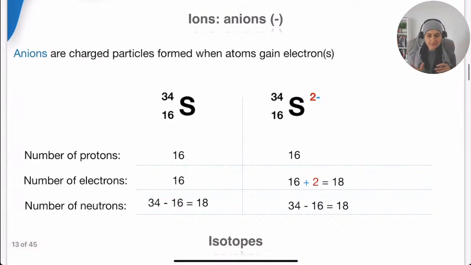Anions are negatively charged. So when atoms gain electrons, they become negatively charged. Let's see. This sulfur has 16 protons and 16 electrons, because nothing is there, so it's neutral. And 34 minus 16 gives 18 neutrons. For this one, 16 protons, and electrons 16 from the neutral atom, plus 2, because the charge is 2 minus, so 18. And neutrons are 34 minus 16, same, 18. So if the charge is minus, we're adding electrons. If the charge is plus, we're losing electrons.